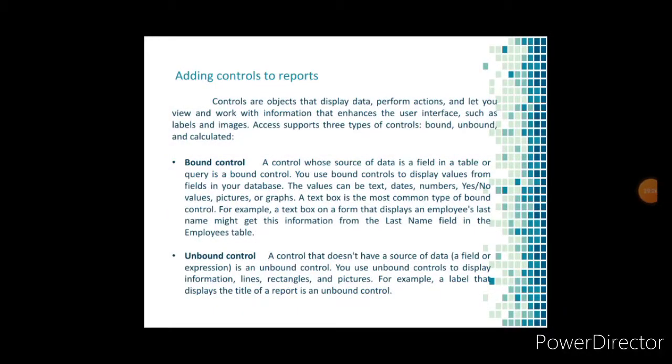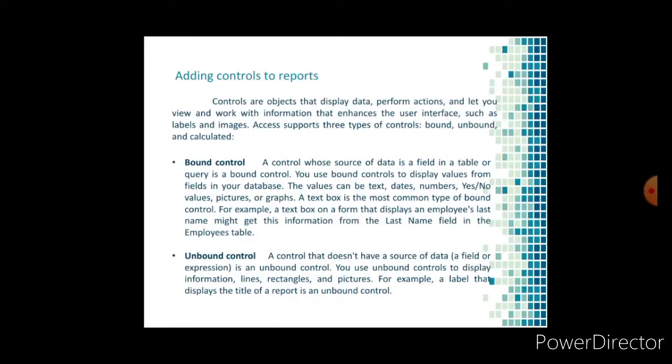Next, adding controls to reports. Controls are objects that display data, perform actions, and let you view and work with information, and that enhance the user interface, such as labels and images. MS Access supports three types of controls: bound, unbound, and calculated.